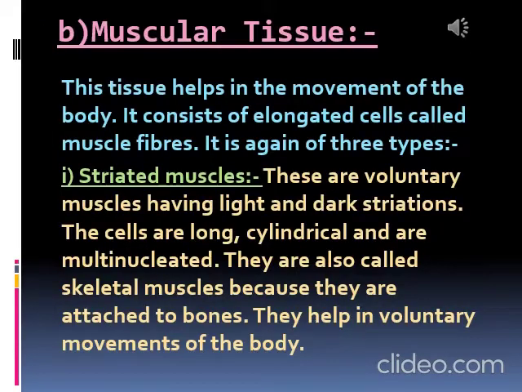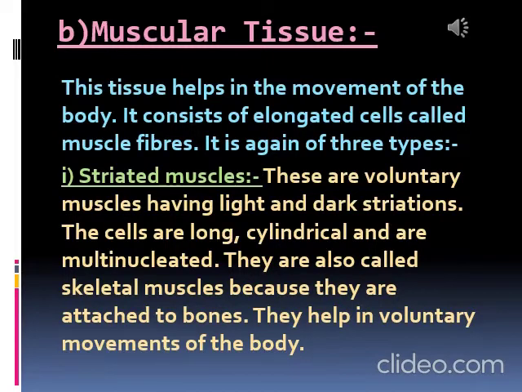So students, we have completed epithelial tissue with all its types. Now the second type of animal tissue is muscular tissue. Muscular tissue is a contractile tissue which possesses contractile proteins inside the cells, which are held together by the connective tissue. So this tissue helps in the movement of the body, and the cells of the muscular tissue are elongated cells. We call them muscle fibers. It is again of three types: striated muscles, smooth muscles, and cardiac muscles.